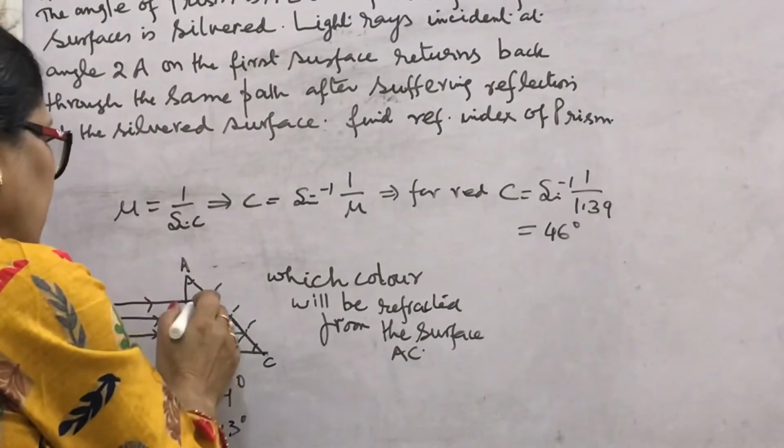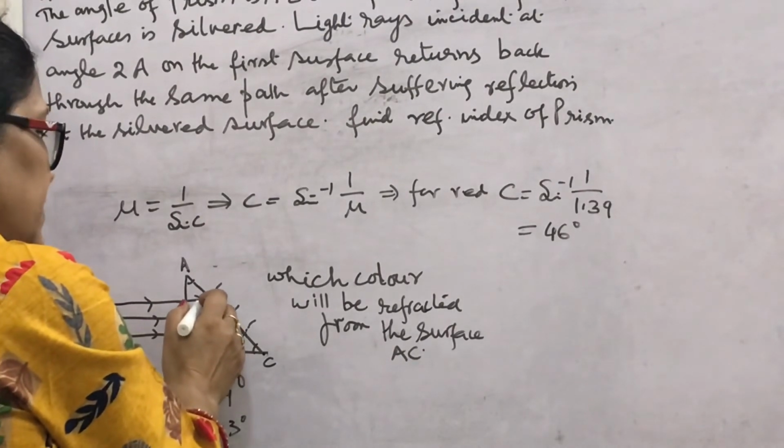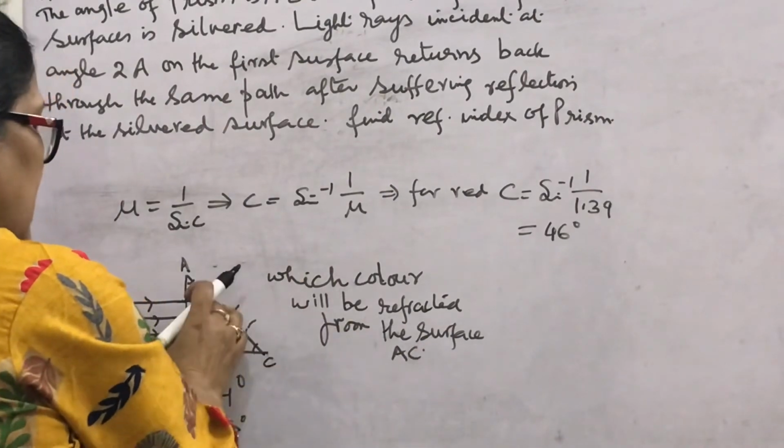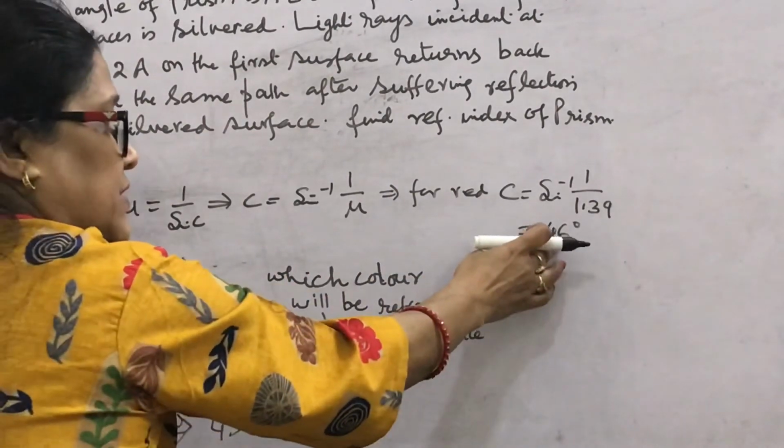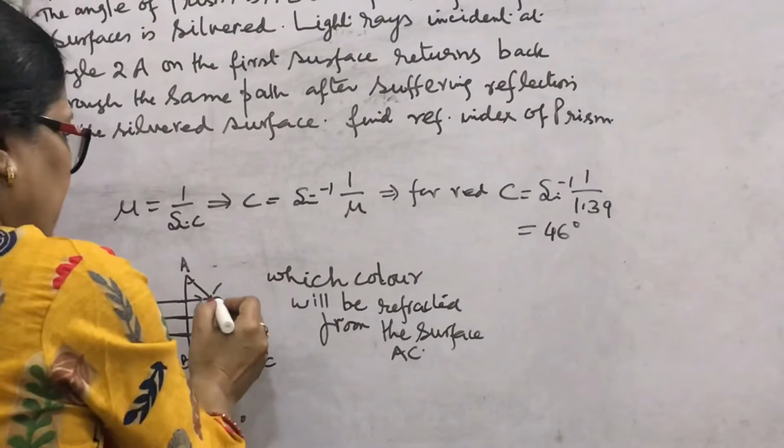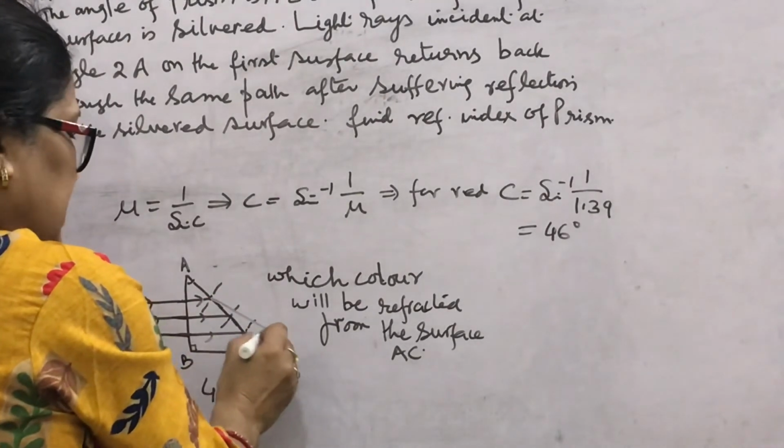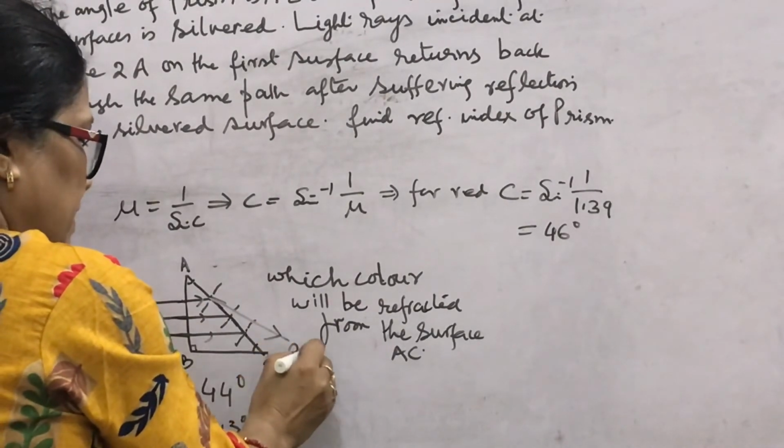For red color what will happen? The angle of incidence is 45 but the critical angle is 46, so it will come out. So refraction will be for red color.